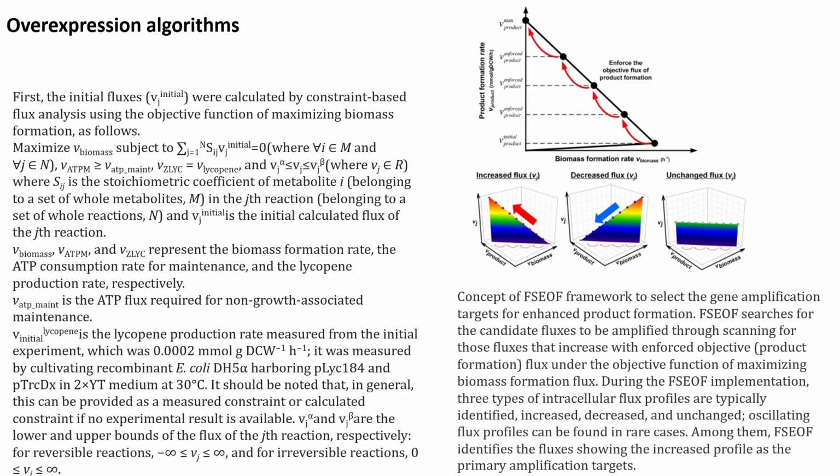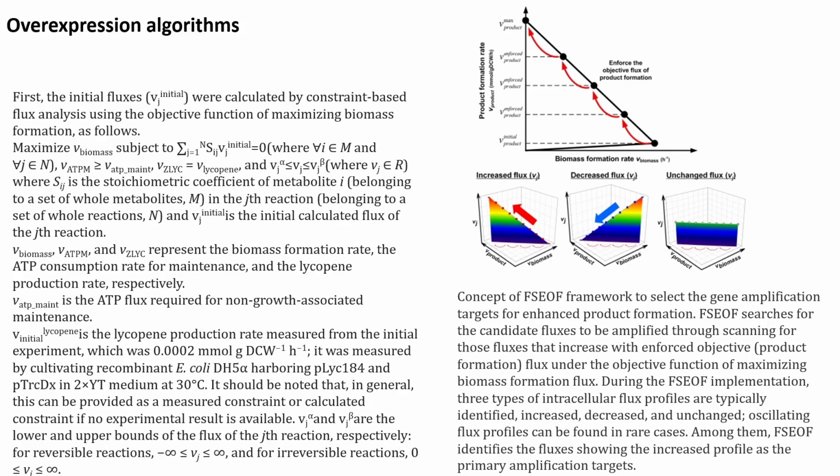This is what is known as the FSEOF framework. This schematic, Sir has also shown. It's from the same paper. This framework is used to select gene amplification targets for enhanced product formation. What it does is search for the candidate fluxes to be amplified by scanning for those fluxes that increase with enforced objective product formation flux, under the objective function of maximizing biomass formation flux.